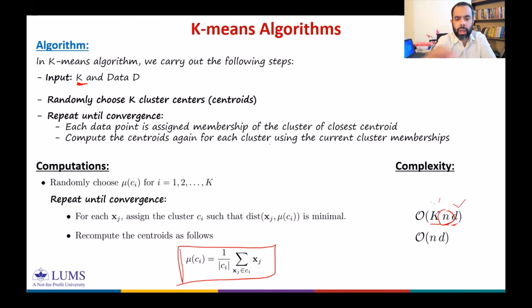So overall complexity is of order k n d, and this is linear with n if we assume k and d are much smaller than n. Right. Let me illustrate this K-means algorithm with the help of one visualization, with the help of one example.